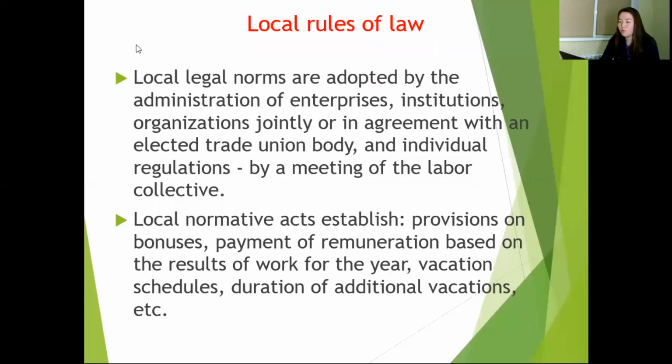Local rules of law. Local legal norms are adopted by the administration of enterprises, institutions, organizations, jointly or in agreement with an elected trade union body, and individual regulations. Local normative acts establish provisions on bonuses, payment of remuneration based on the results of work for the year, vacation schedules, duration of additional vacations, and etc.